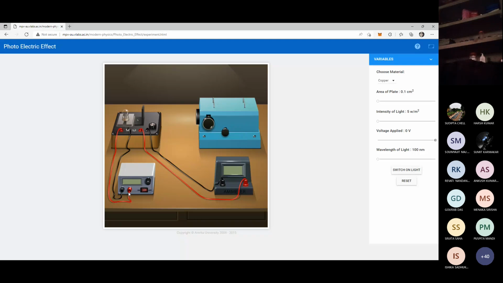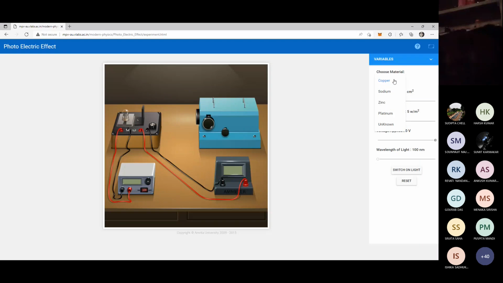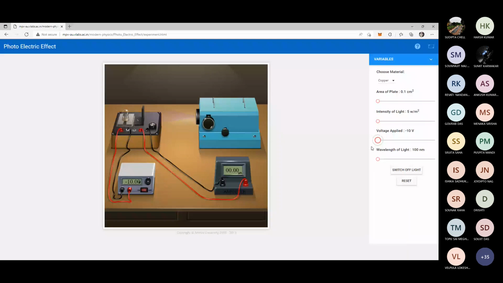Okay, so this is your experimental arrangement. Now you change your material. A few materials are given here, so we choose copper. Then your plate area, you can change. Switch on the light first, then it will allow you. Right now we use a low voltage, that is 10 volt.